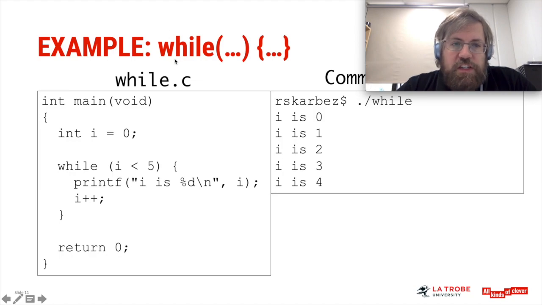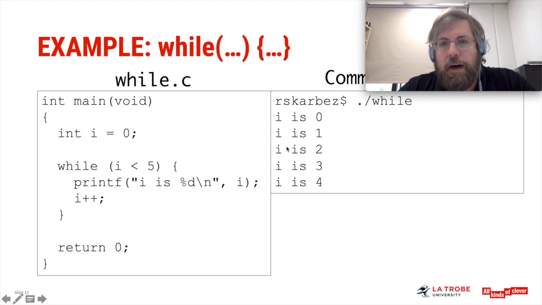So here's a real simple example that I wrote. It just has i equals 0, one integer value, and while i is less than 5, we print "i is %d" with i. We print out the value of i, and then we do i++, we close the brace, we return 0, we end the program. What this prints out is i is 0, i is 1, i is 2, i is 3, i is 4.